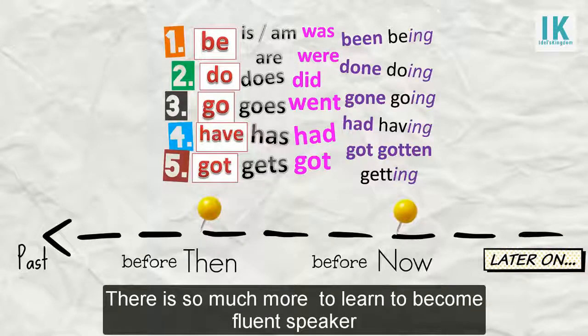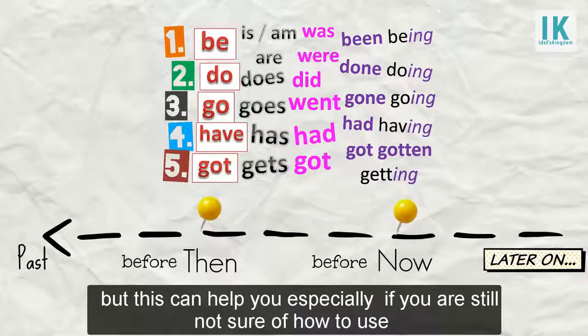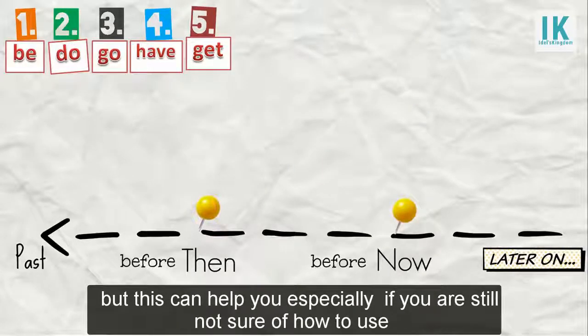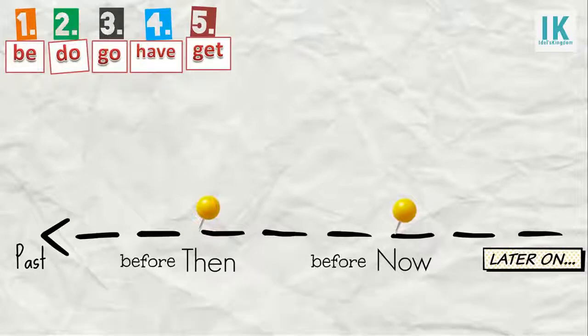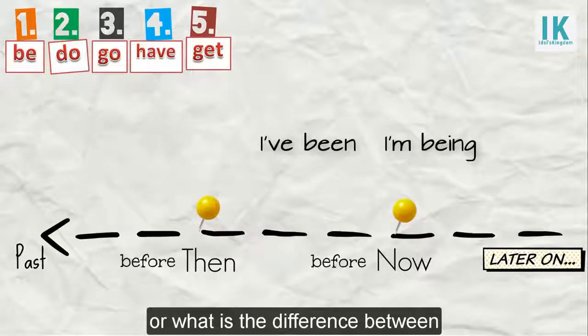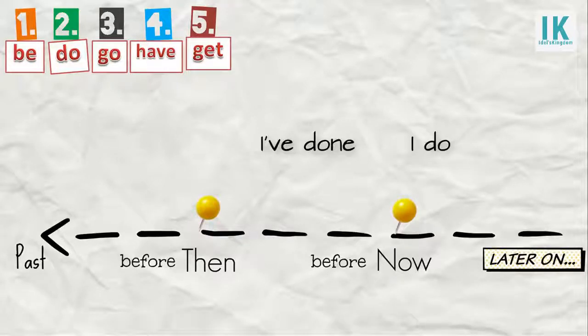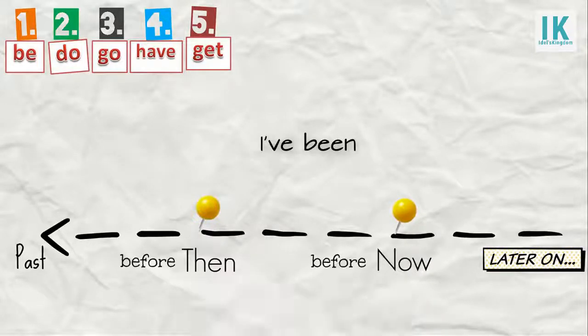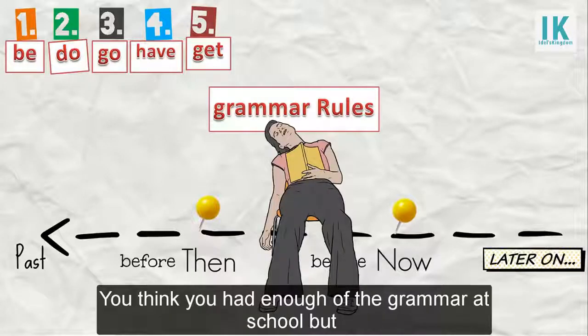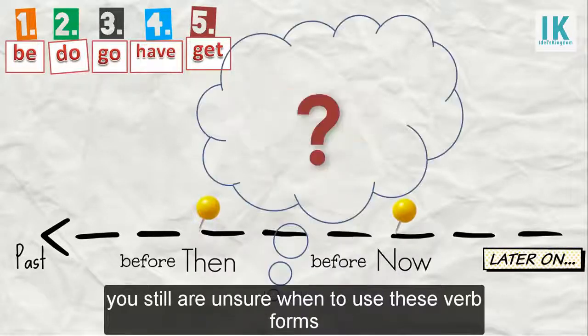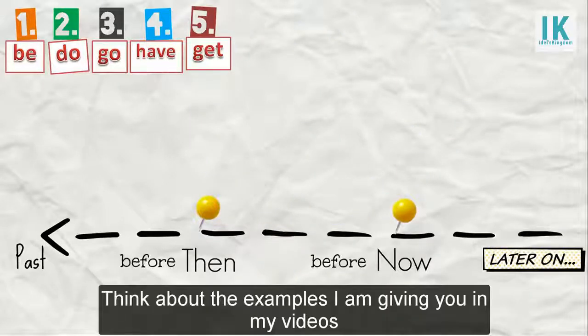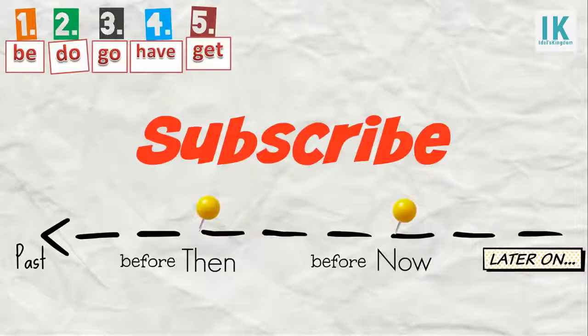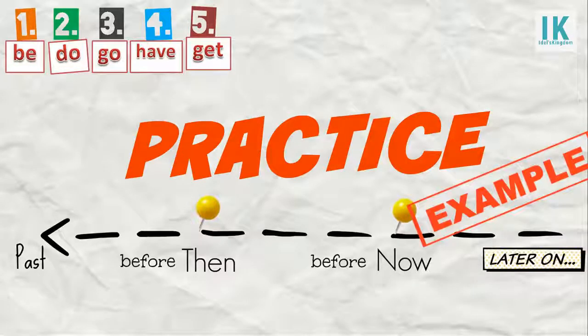There is so much more to learn to become a fluent speaker, but this can help you, especially if you're still not sure of how to use I'm being, I've been, or what is the difference between I do and I've done or I was doing, why you don't say I've gone and more often you hear I've been instead. You think you had enough of the grammar at school, but you still are unsure when to use these verb forms. Think about the examples I'm giving you in my videos. Subscribe, watch and practice other examples.